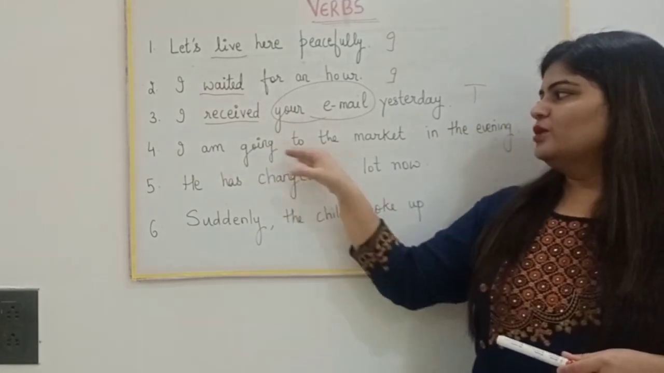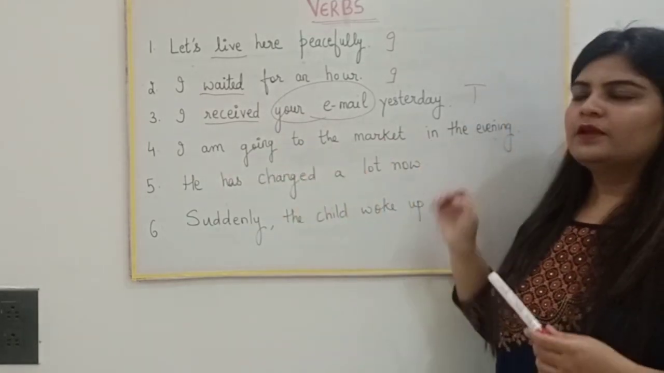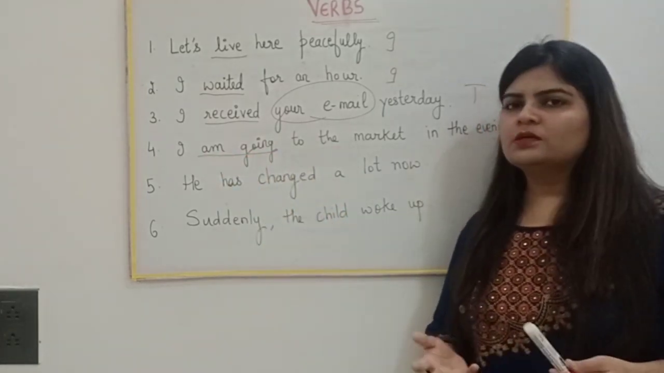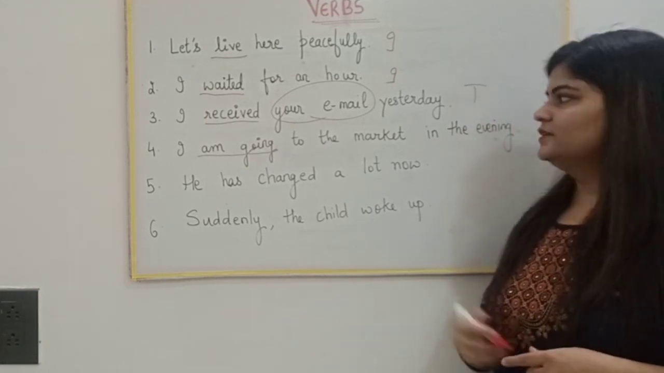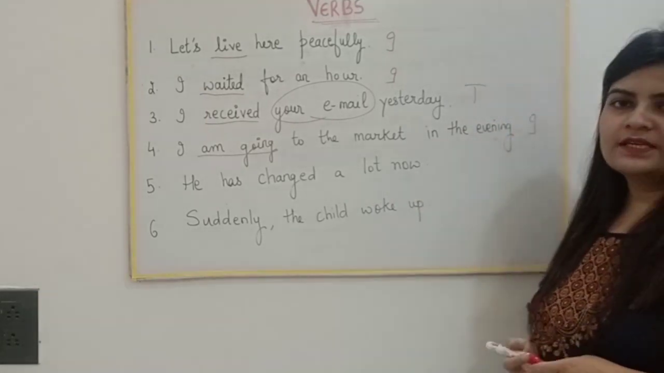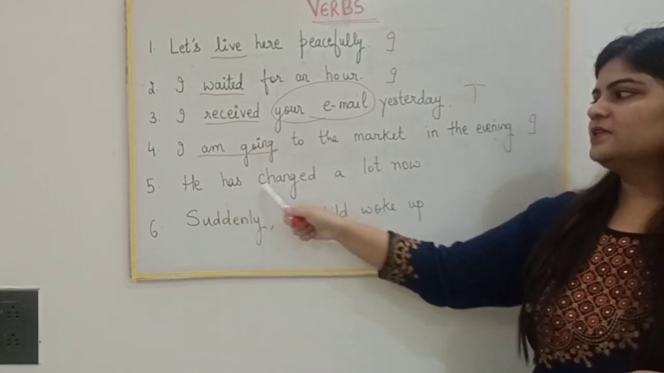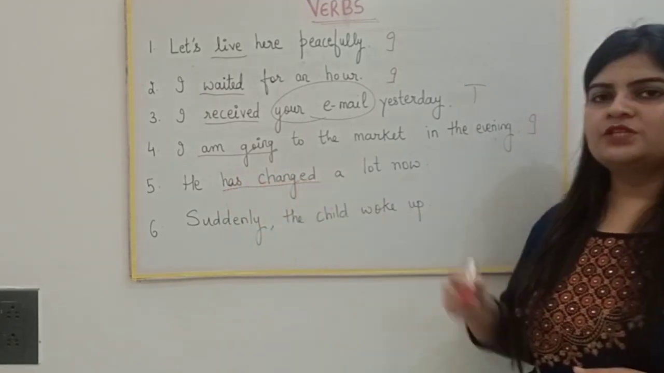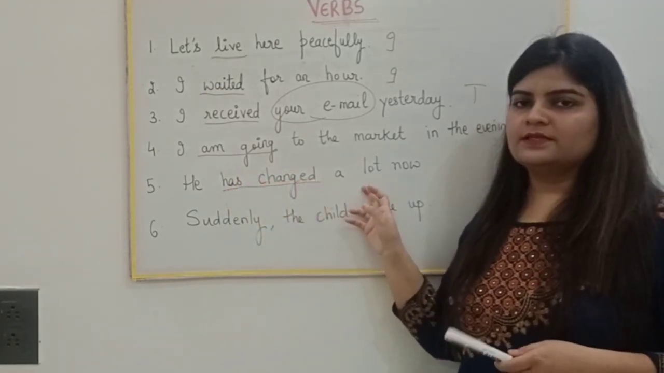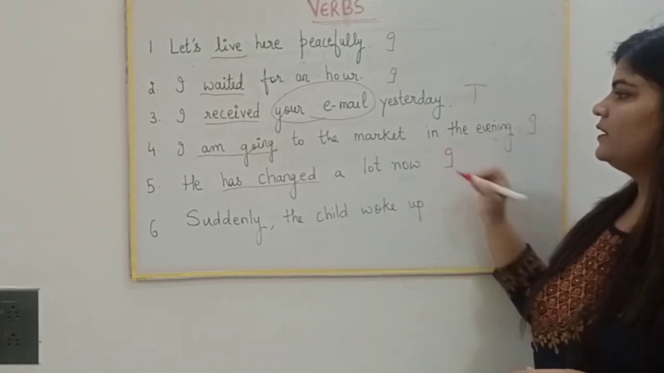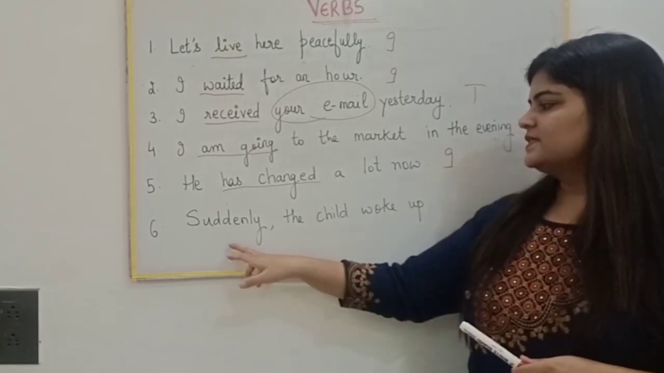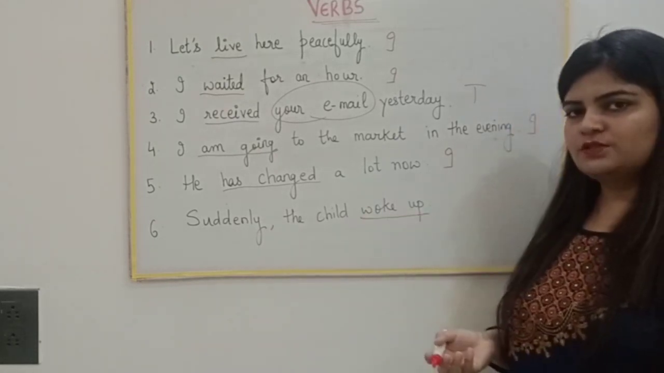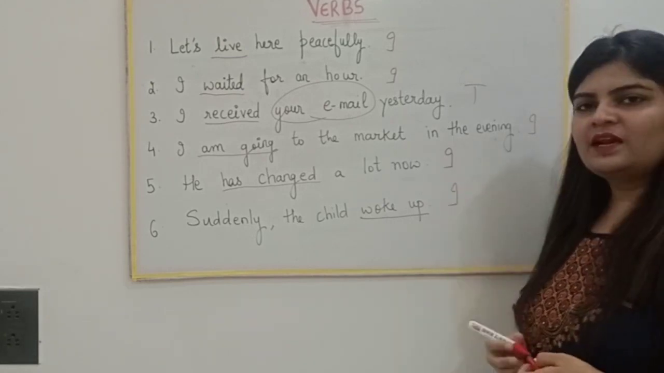Next, I am going to the market in the evening. Now the verb is am going. What, to whom, for whom? No answer. So here it is intransitive. He has changed a lot now. The verb is has changed. There is no object in this sentence, so it will be intransitive. Next, suddenly the child woke up. The verb is woke up and there is no object, so it is also an intransitive verb.